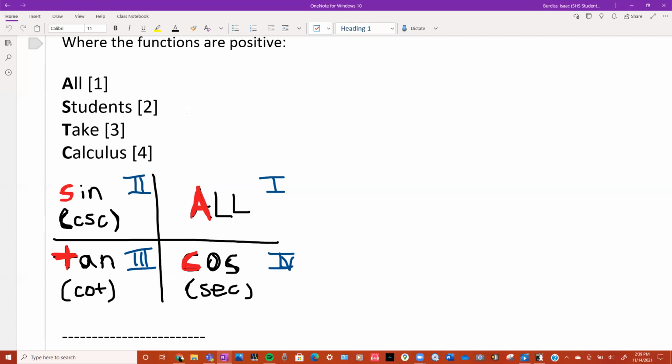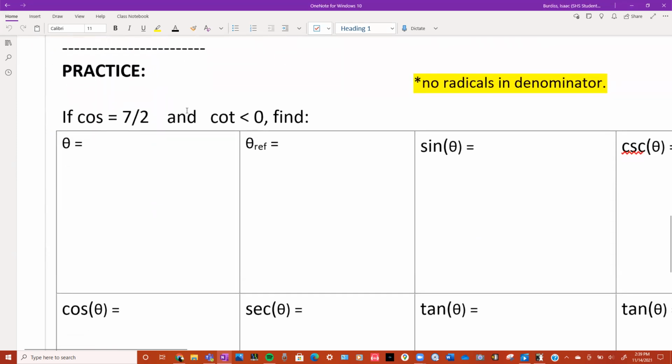For quadrant 2, sine is positive. That also means cosecant is too, because that's its inverse. In quadrant 3, tangent is positive and also cotangent. And then in quadrant 4, cosine and secant are positive. Remember secant, we've drawn secant lines before. We'll learn more about these things later.